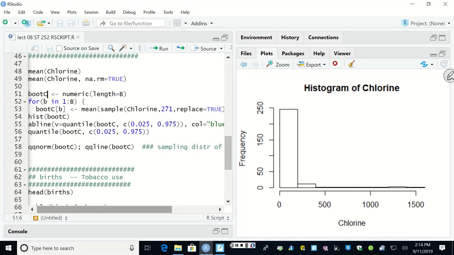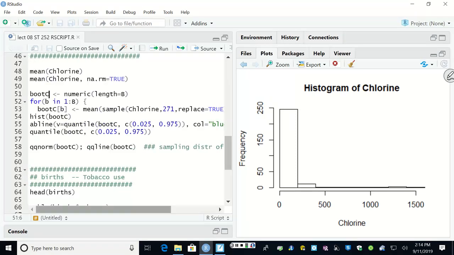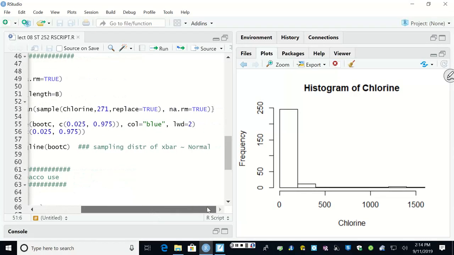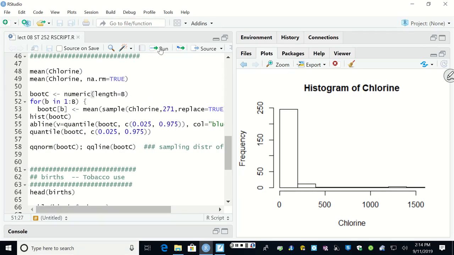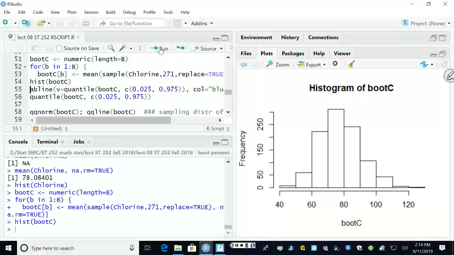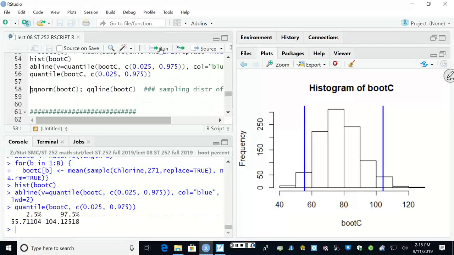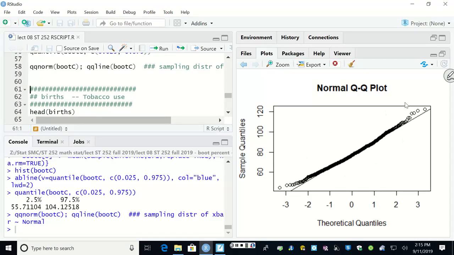This is chlorine, and instead of the NA, I've had to make sure that the NA dot remove equals true. It's just a coding thing if we're dealing with missing data. It has to be in there. So if we do that, there's the histogram of the bootstrap things. There's the interval, and it would be 55 up to 104. And again, the sampling distribution of the average based on 271 looks a lot more normal than the original.